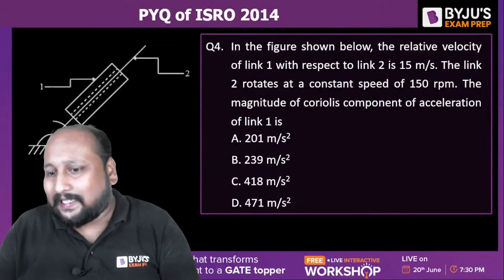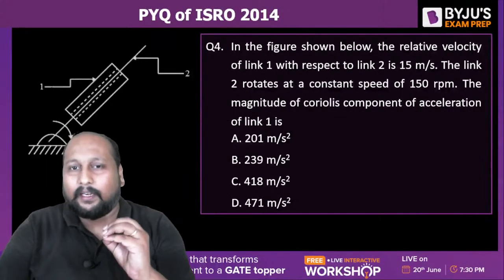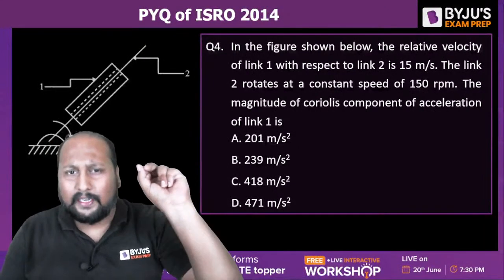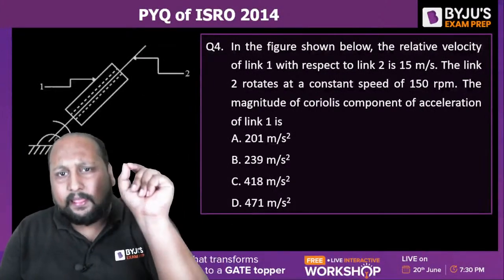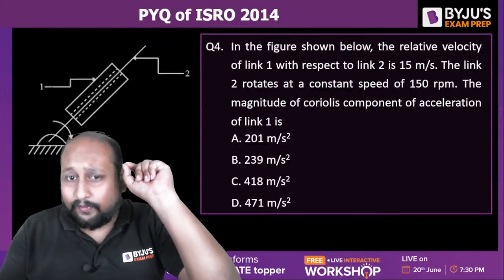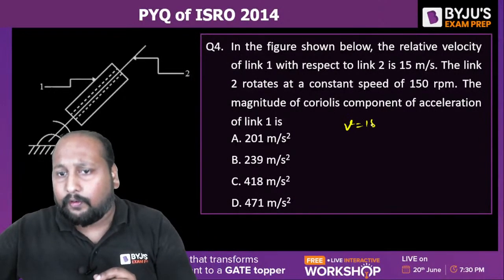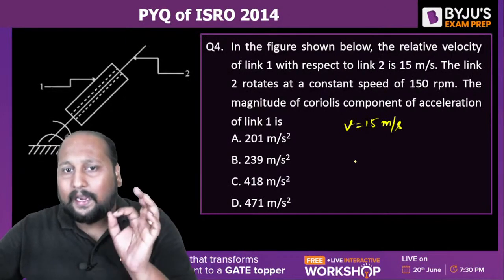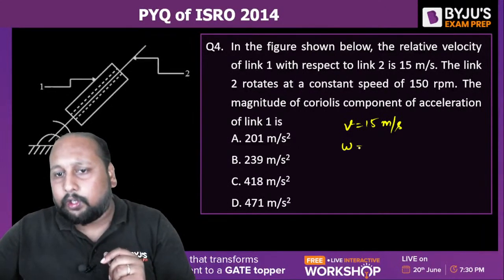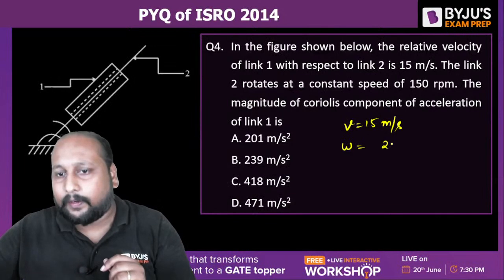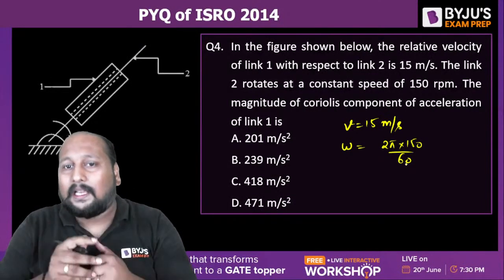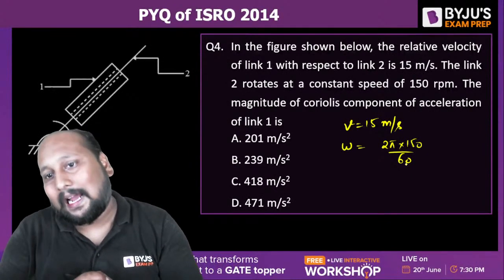From the Coriolis acceleration, very easy, yaar. You should take 20 seconds, not more than that. In the figure shown below, the relative velocity of link 1 with respect to 2 is 15 meter per second. Velocity is given as 15 meter per second. And link 2 rotates with an angular velocity of 150 RPM. Okay, then what is the magnitude of the Coriolis acceleration?